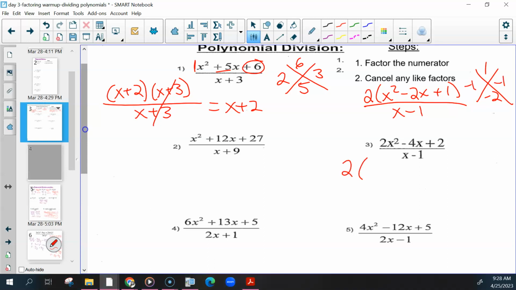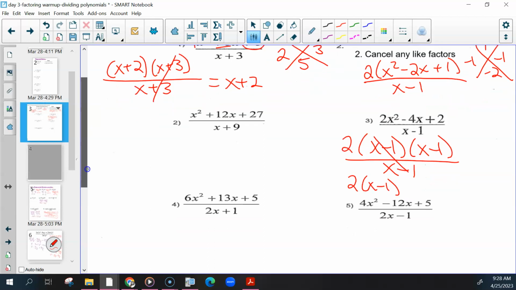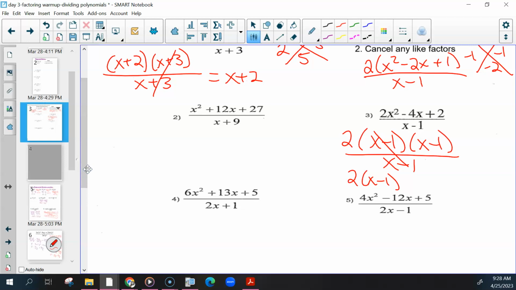So we have 2 and then x minus 1, all over x minus 1. The x minus 1 in the denominator would only cancel with one of the factors, not both. So your final answer, you could leave like this, 2 times x minus 1, or you could simplify it, distribute, and say 2x minus 2.